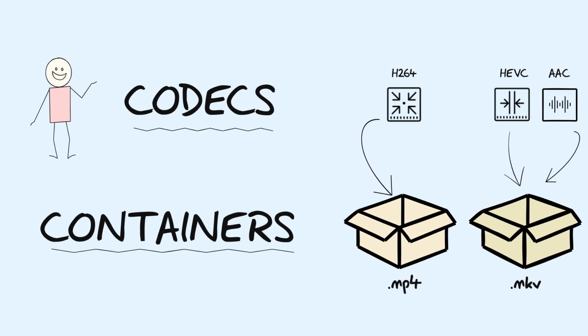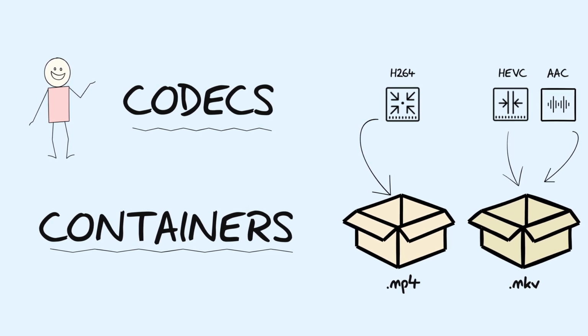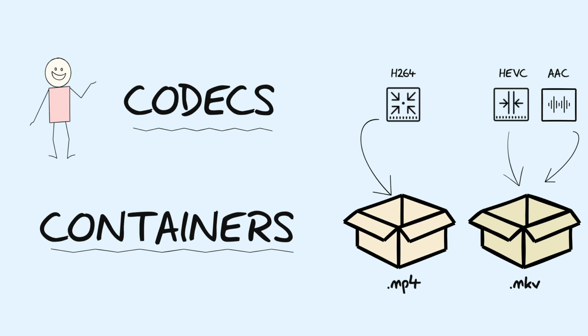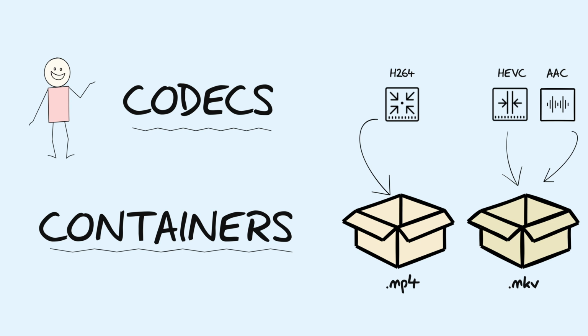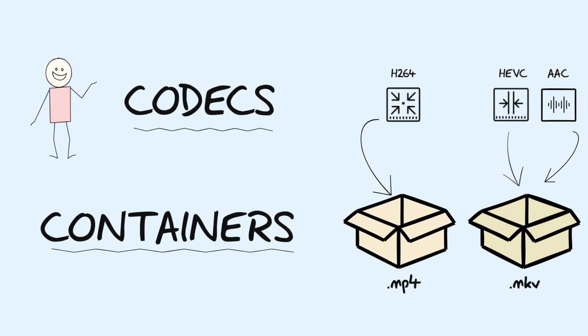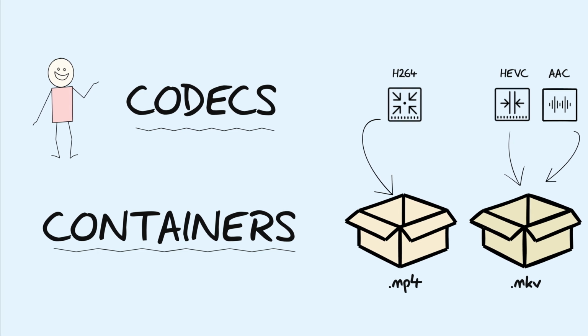For example, if you're sharing a video file with friends or colleagues, it's important to choose a codec that is widely supported across different devices and platforms, such as H.264. Similarly, choosing the right container format such as MP4 can ensure that the file can be played back on different devices and platforms without any compatibility issues.